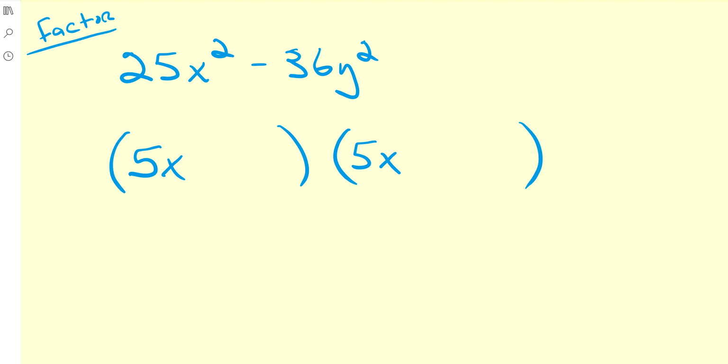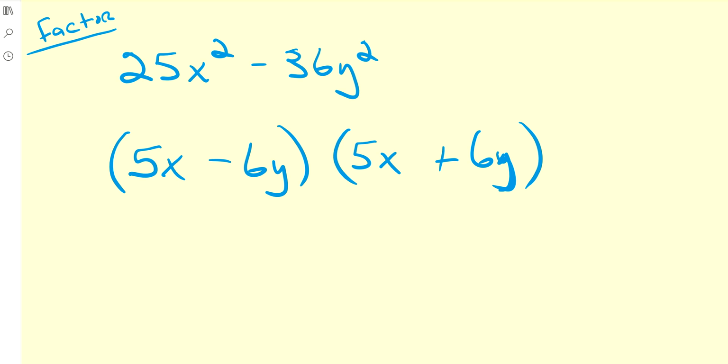I set up my signs. One's negative, one's positive. That's always true. And then the square root of 36y squared, which is 6y. And that makes it nicely done.